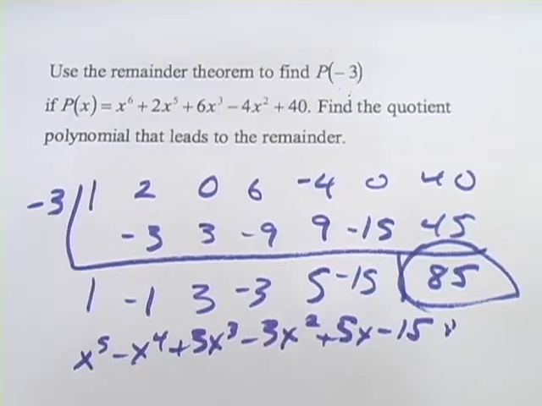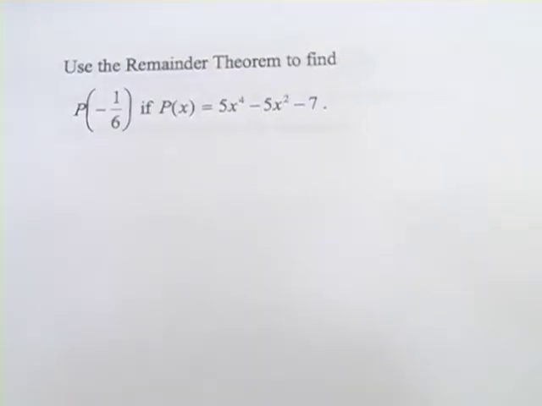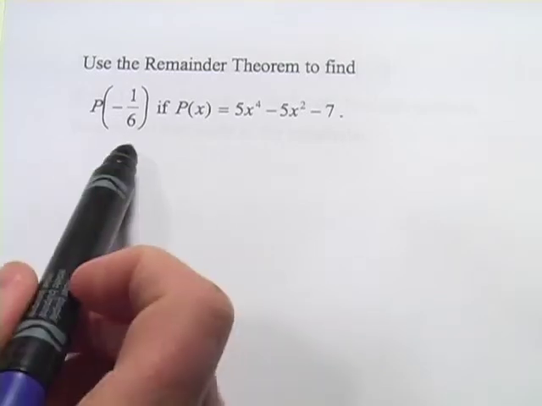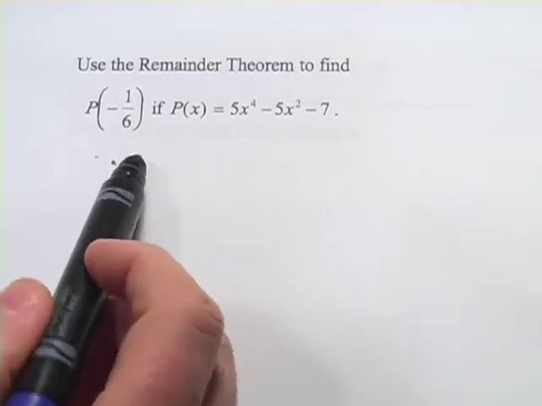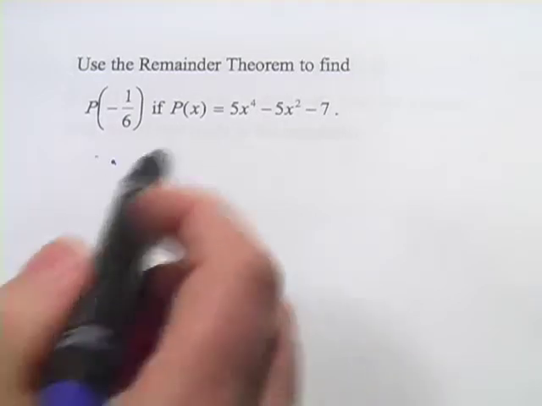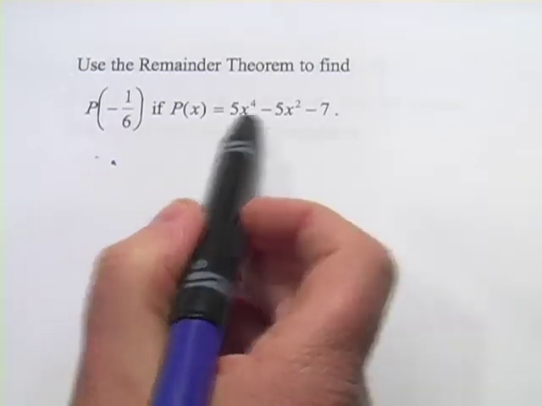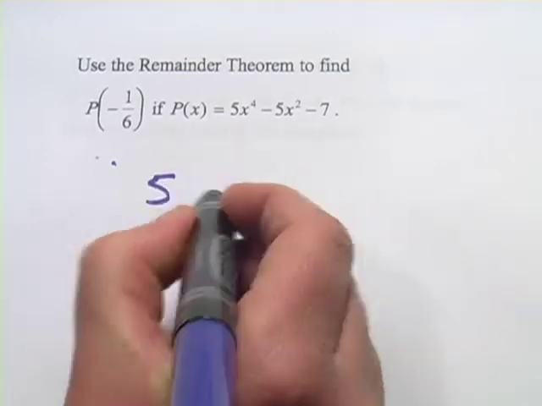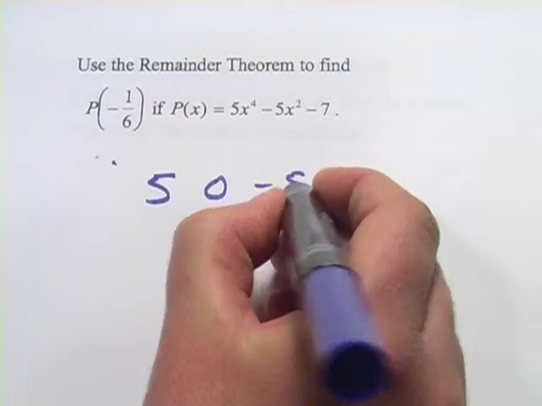Let's try one more. This one is pretty similar. The only difference is that actually we're finding p of -1/6, so we're dealing with a fraction here, which adds just a little bit of work to it, but not too much. Let's set it up. Again, we're missing a couple of terms here, the x cubed and the x term, so we'll put in zeros for those.